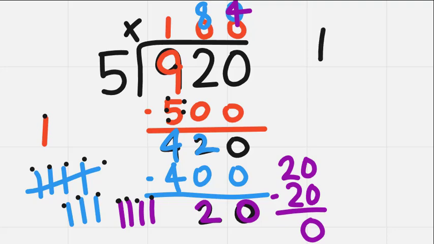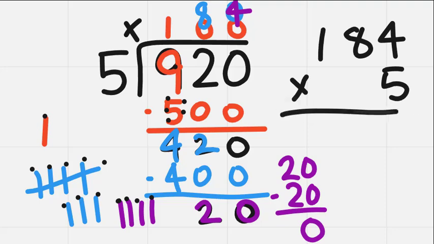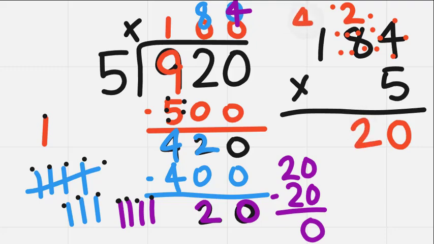Our answer is 184. We're going to multiply by 5 to check our answer. The opposite of division is multiplication. Let's check. 5 times 4. 5, 10, 15, 20. 0 on the bottom. Carry the 2. 5 times 8. 5, 10, 15, 20, 25, 30, 35, 40. Add. 41, 42. 2 goes below. Carry the 4. 5 times 1. 5. Then add. 6, 7, 8, 9.